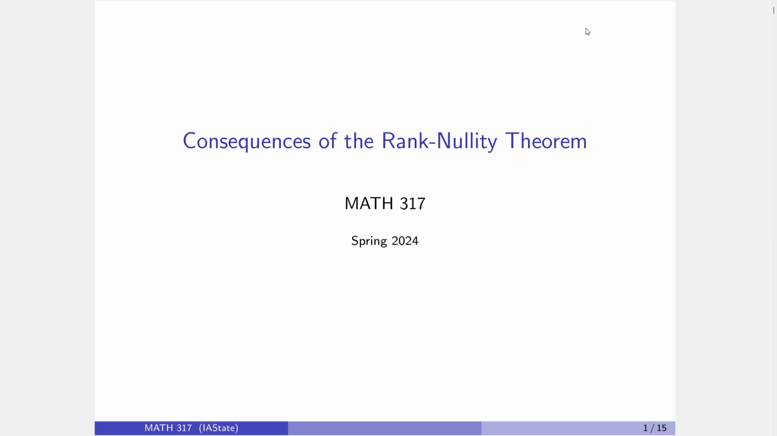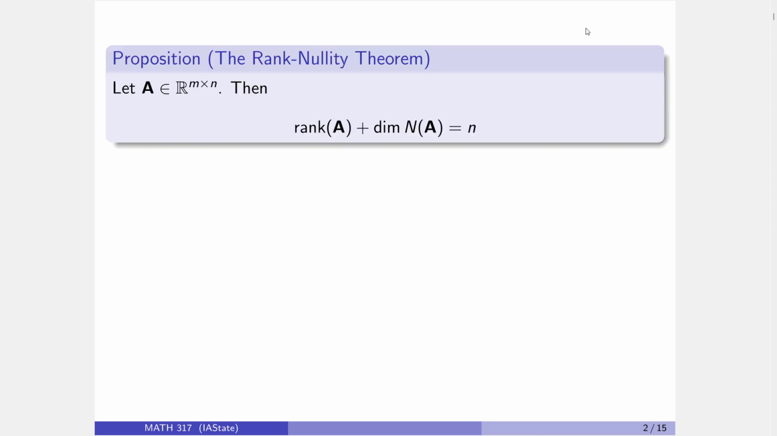Alright, let's do it. Okay, so let's recall what the rank nullity theorem says. If you have an n by n matrix, then the rank, the dimension of the column space, plus the dimension of the null space is always equal to the number of columns.